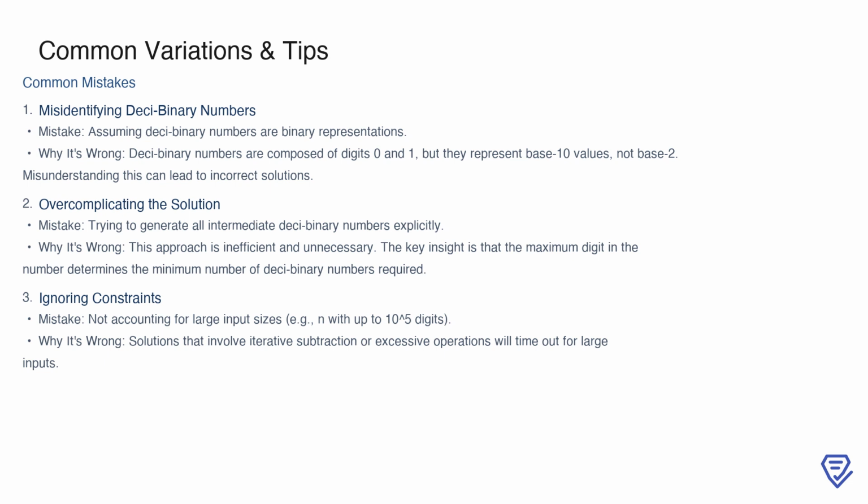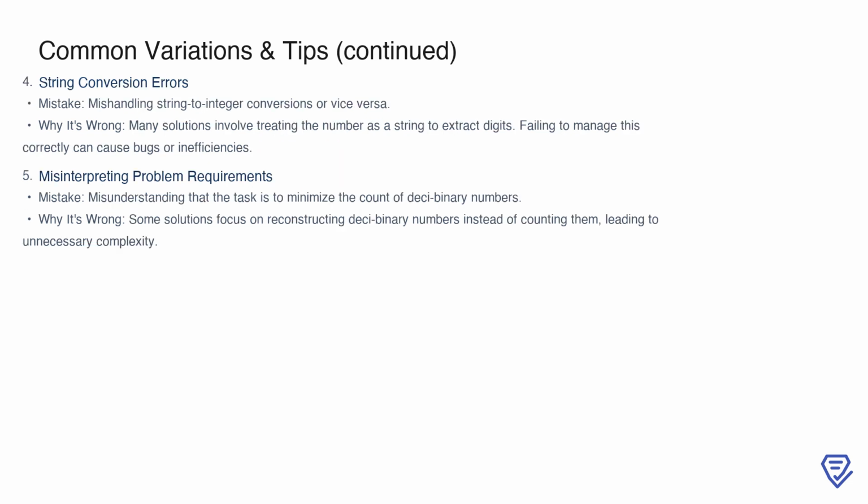Finally, it's crucial to consider the constraints. For instance, the input number can be extremely large, with up to 100,000 digits. Solutions that involve iterative subtraction or excessive operations will struggle with such inputs and are likely to exceed time limits. Another common issue arises with string-to-integer conversions. In many solutions, the number is treated as a string to easily extract its digits. If this step is mishandled, it can introduce bugs or inefficiencies.